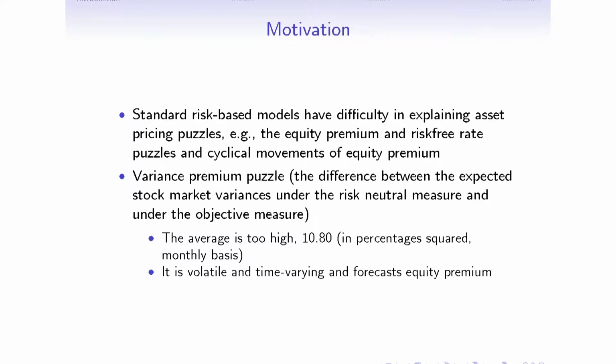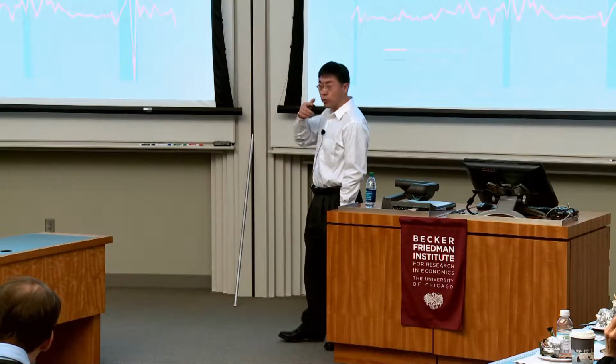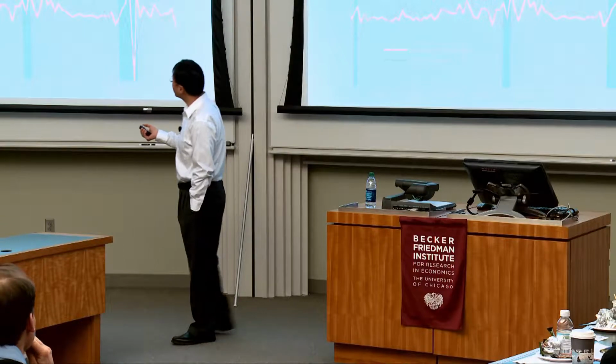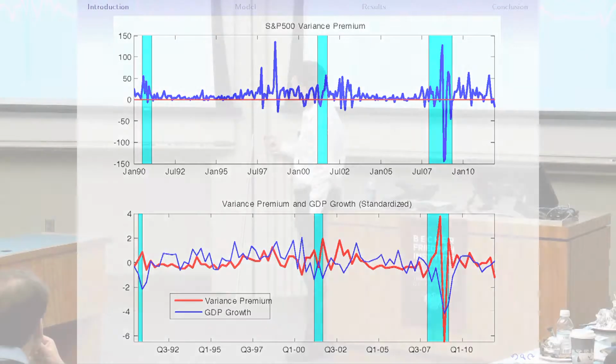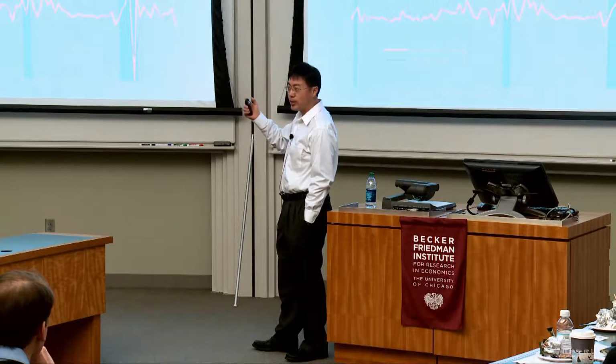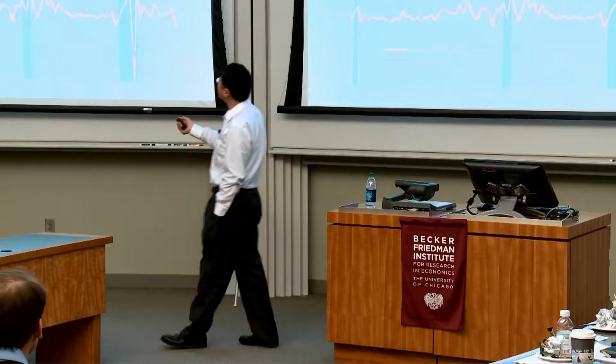The second one is that the variance premium is very volatile. It's time varying and also forecasts the equity premium. Let me show you the data. This is monthly data from January 1990 to recent years. You can see here the variance premium is very volatile, especially in recessions. In this recent recession, it is very volatile, and on average the size is bigger. Here is the recession here and here. But the interesting thing is that it's also very volatile and large on average here, where it seems there was no recession. What happened here? I think this is related to the Asian financial crisis. So it's also very volatile here.